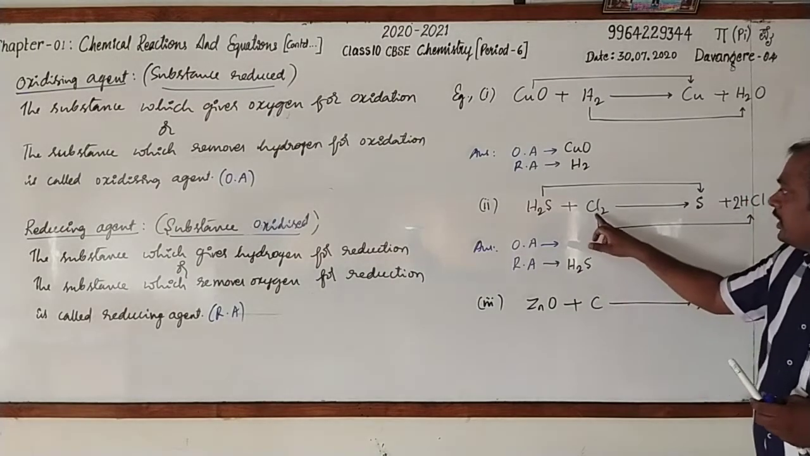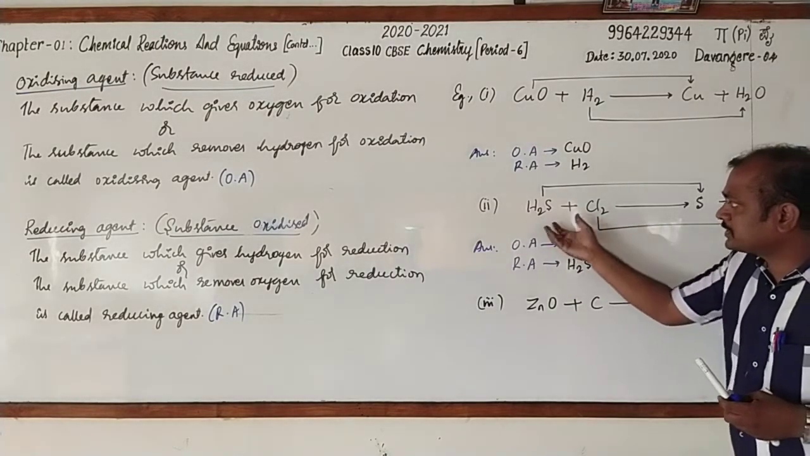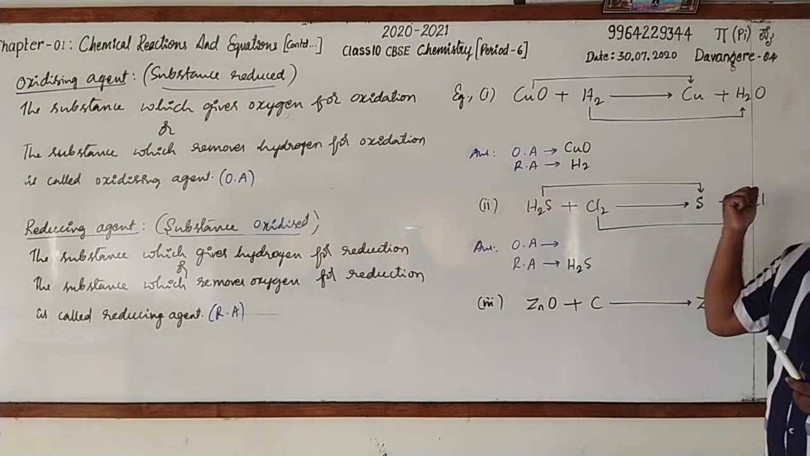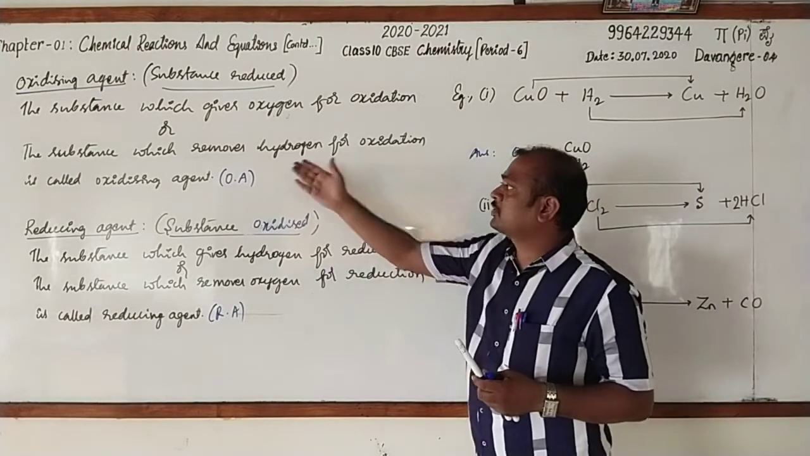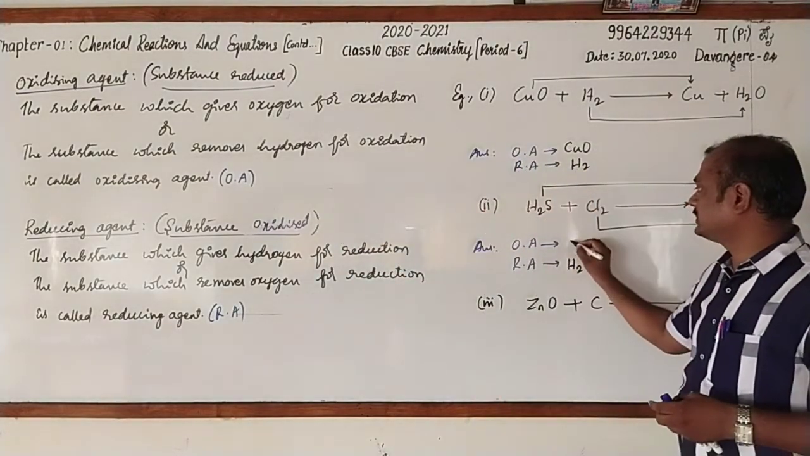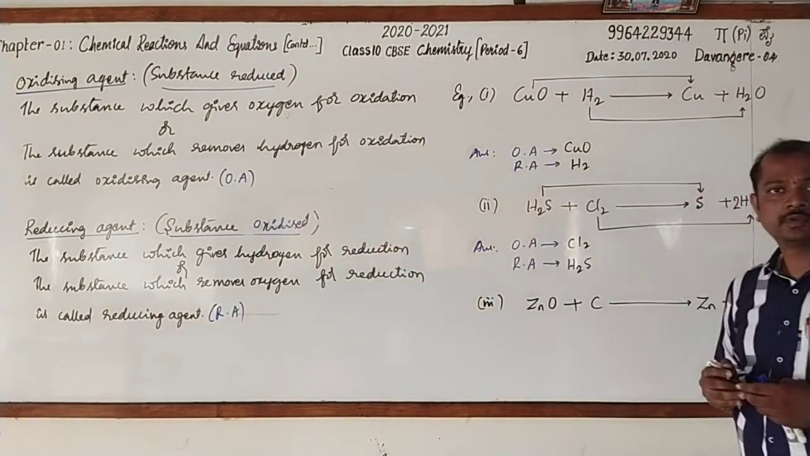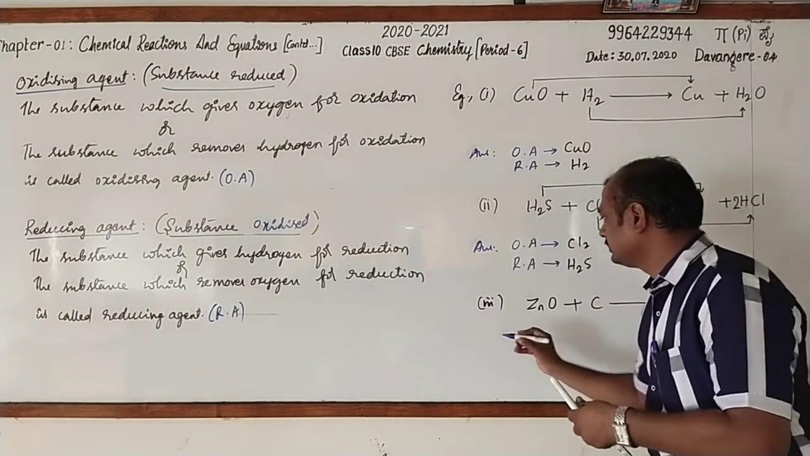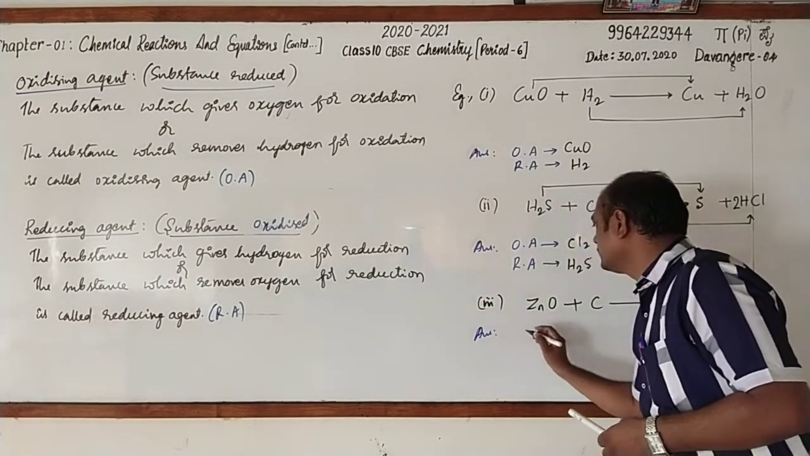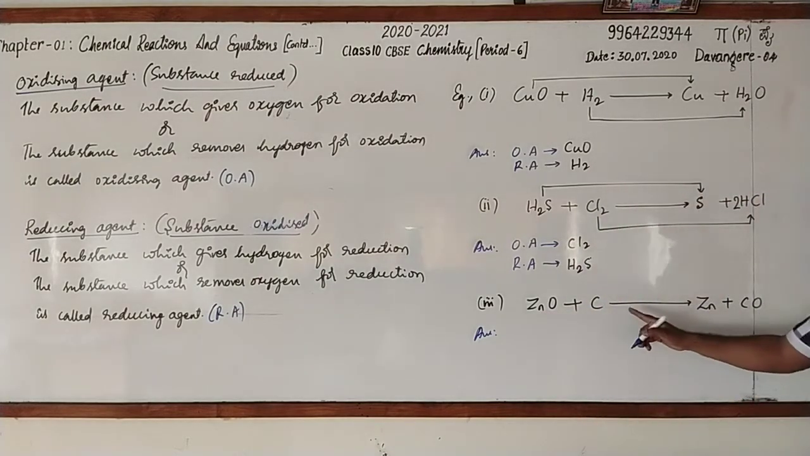Reducing agent. And chlorine is the substance which removes hydrogen. What do you call the substance which removes hydrogen? It is called oxidizing agent. So Cl2. Clear? Similarly, one more example, just keep observing. Zinc oxide reacts with carbon to form zinc and carbon monoxide. Is it not?